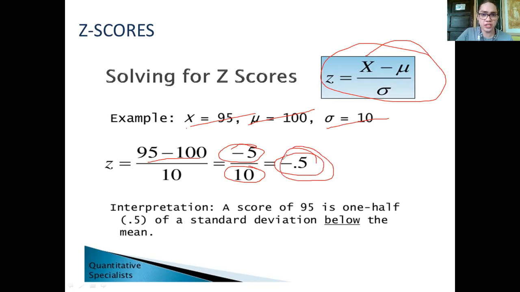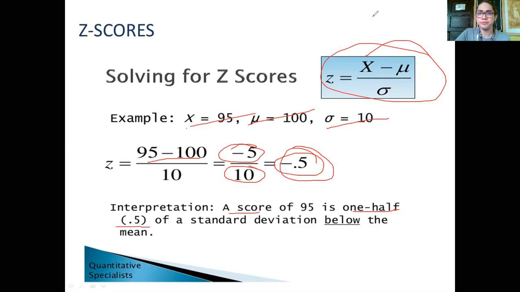What is the interpretation? The interpretation here is that a score of 95 is one half. Say with me, one half of a standard deviation below the mean. Again, the interpretation is that a score of 95 is one half of a standard deviation below the mean. So I hope you can follow.